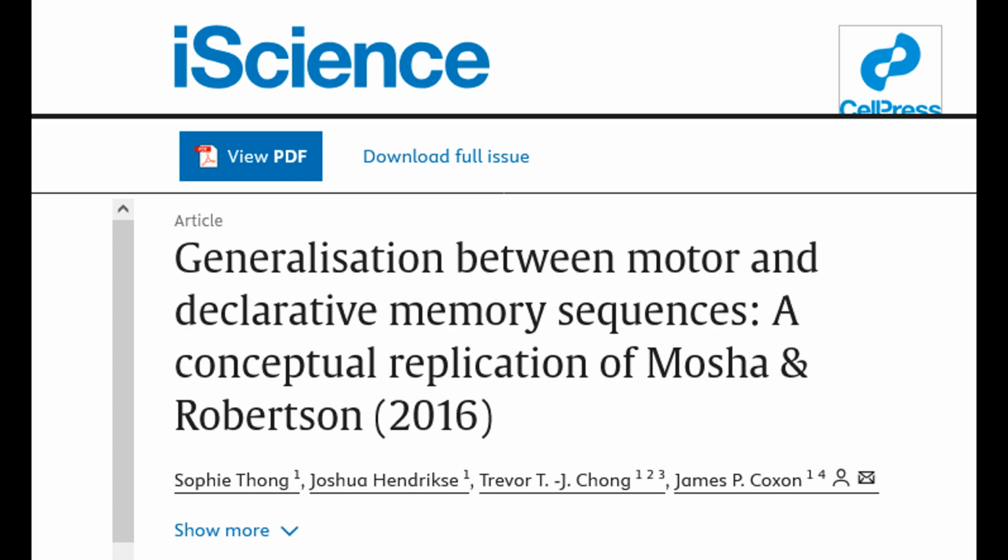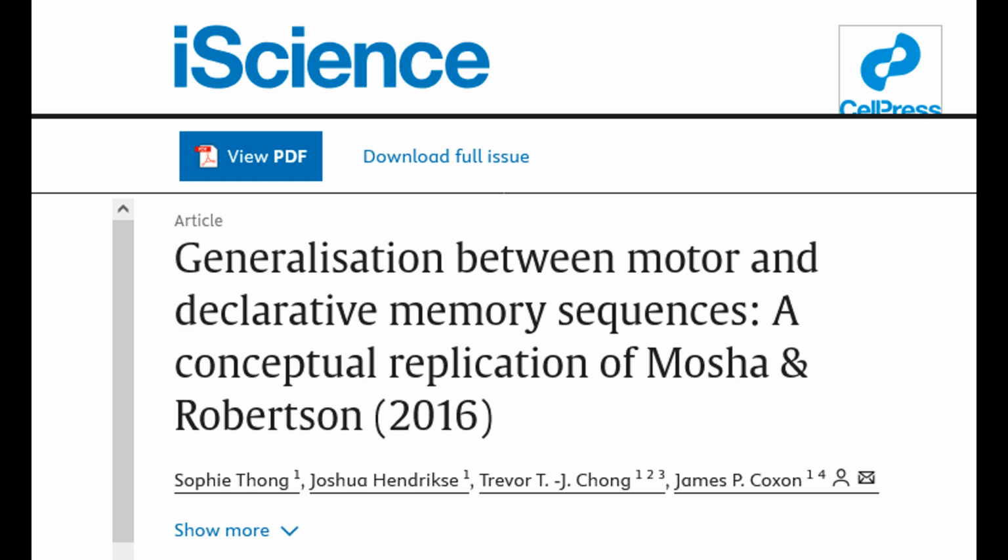The study attempts to replicate and verify previous findings by Moshe and Roberts in 2016 that suggested memory systems traditionally thought to be distinct might actually interact and transfer information when they share similar structural features.